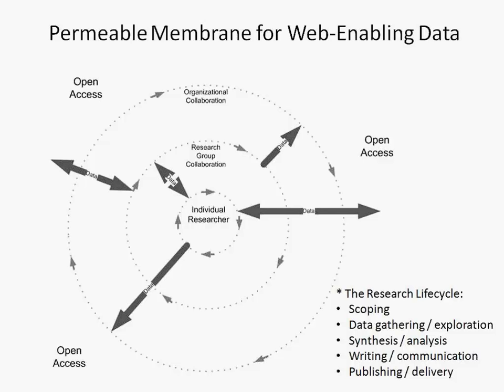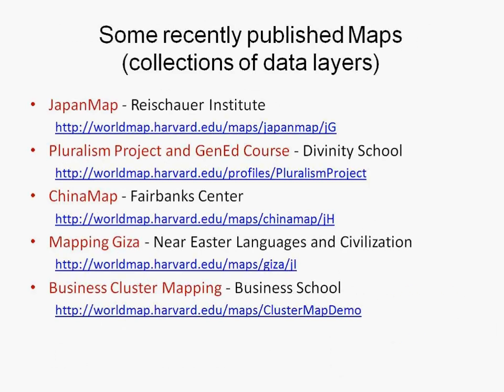And the background argument here is there's tons of spatial data out there that we don't have access to. Most good spatial data is outside of Harvard.